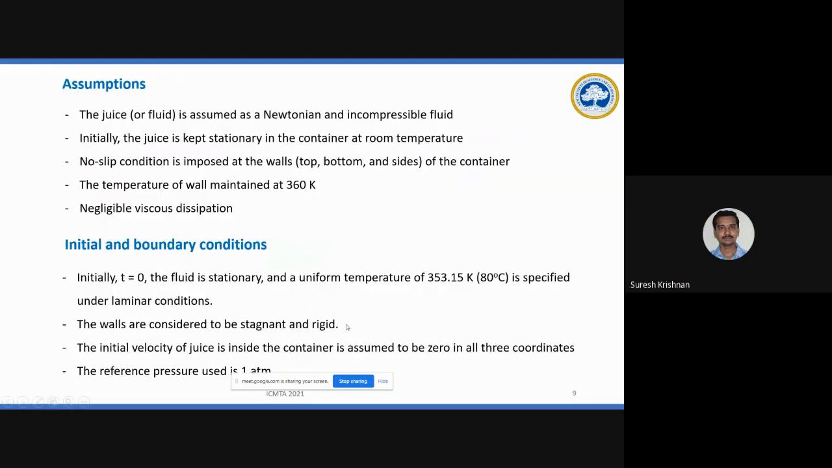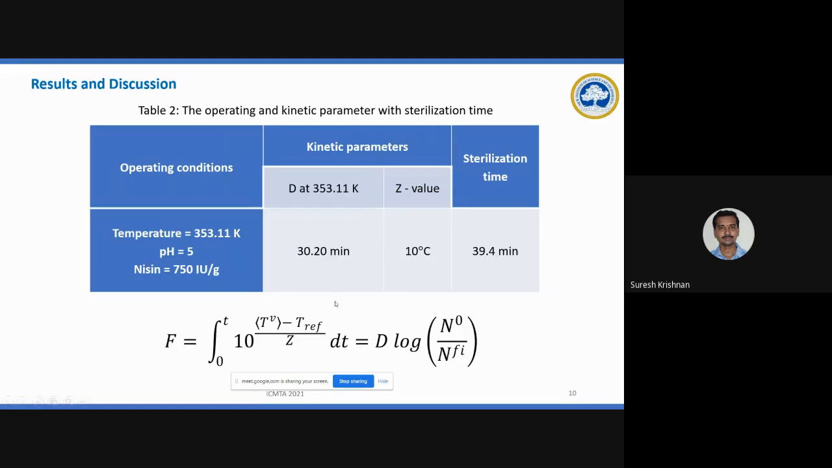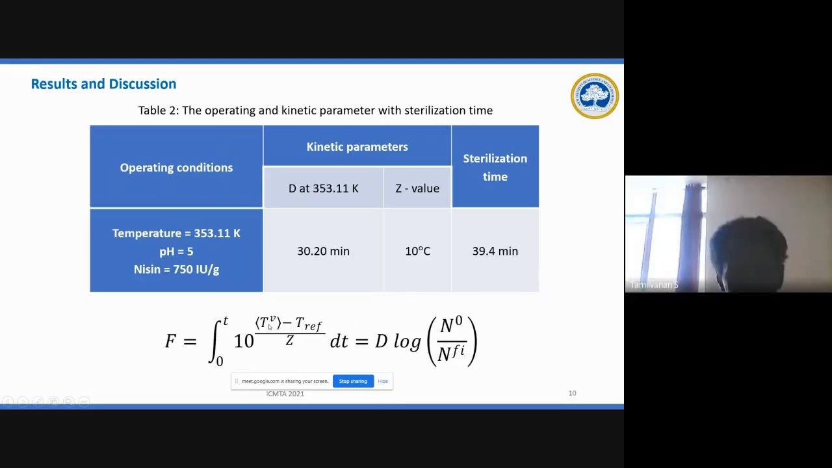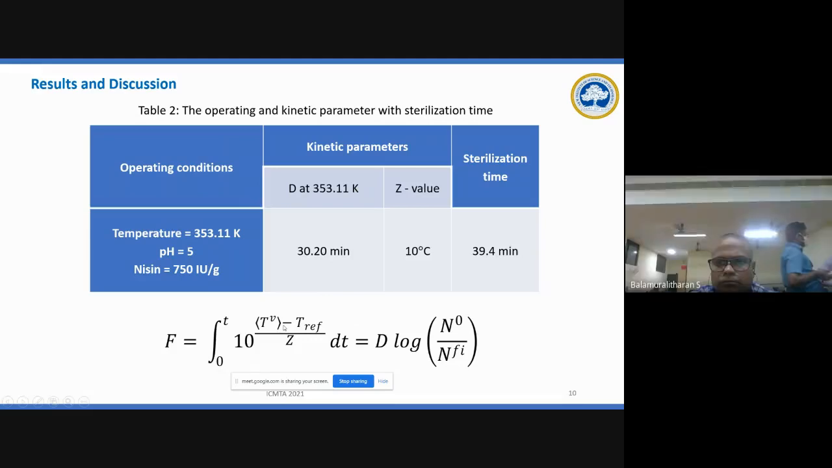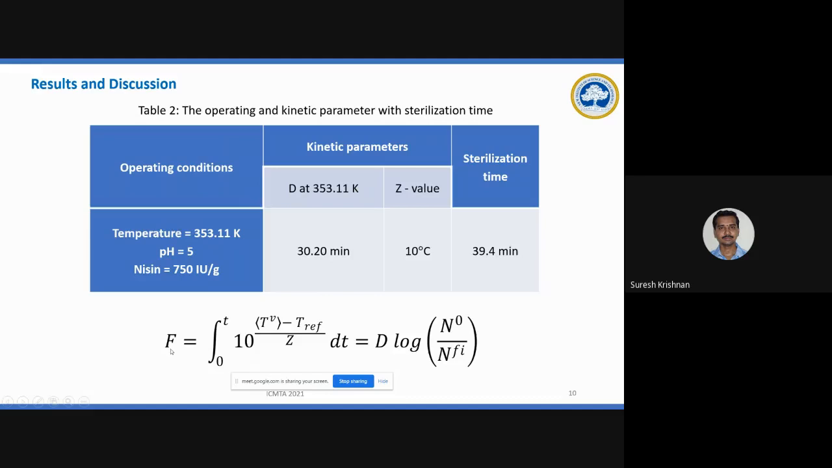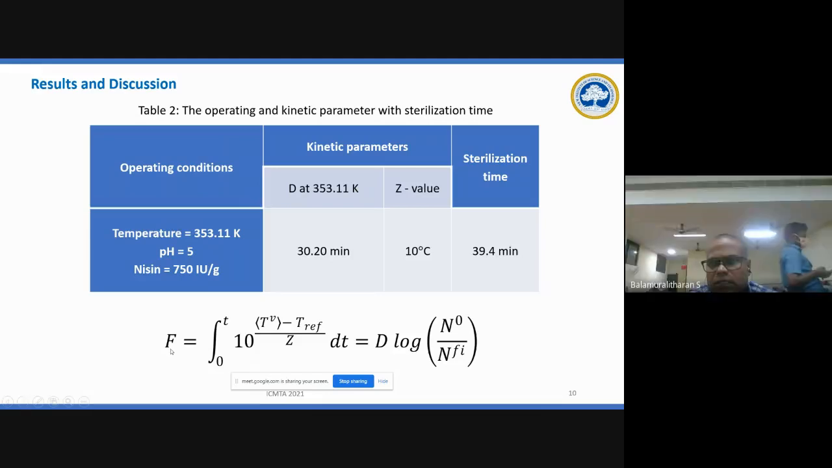Sir, I mentioned that this time temperature data I extracted from computational fluid dynamics, and once we get the time temperature data, we put it here. First we have to do the integration. The volume mean temperature difference we get at each time, and then you put that value here and integrate it. Okay, sir. It will be carried out up to the integrated lethality. Tell me your conclusion, sir.